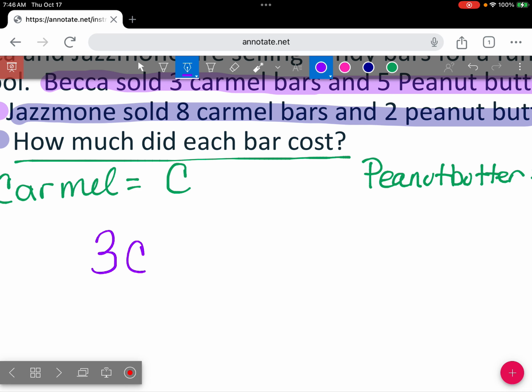So we have 3 caramel bars, and what else are we going to put? Plus 5 peanut butter bars. So I'm going to use P for the peanut butter bars. Equals $13.